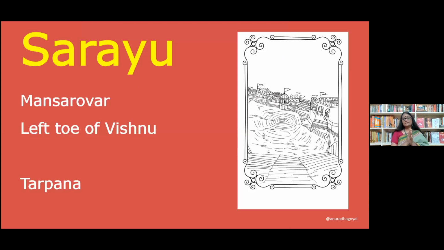Now, the biggest tirth in any place is the water body, like we spoke last time. So in Ayodhya, it is the Saryu river, which emerges from Lake Mansarovar in the Himalayas. It goes through the Kumaon hills and comes down to Ayodhya, and downstream it merges with Ganga eventually. Just like Ganga is called Vishnupadi and comes from the right toe of Vishnu, Saryu emerges from the left toe of Vishnu, making them sisters in a way. This is also a river where Tarpana is done, so it becomes a Mokshadayini river.